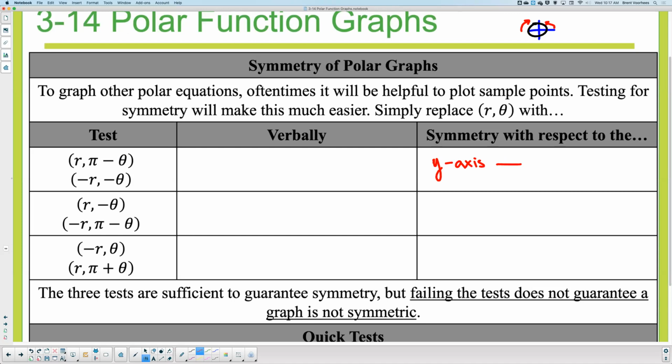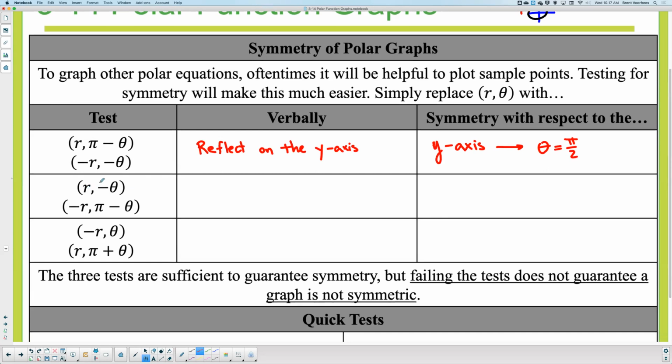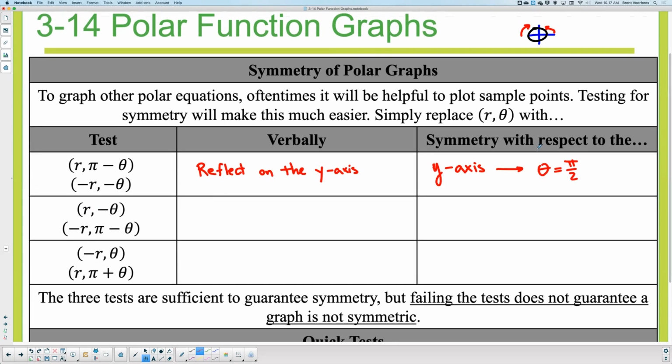If we have symmetry with respect to the y-axis, which in polar is the line theta equals pi over 2, and you can test this and the equation works out the same, you have symmetry with the y-axis. Verbally, what this means is it'll reflect on the y-axis. Now, if this is true, this is kind of your picture. Let's do the next one.